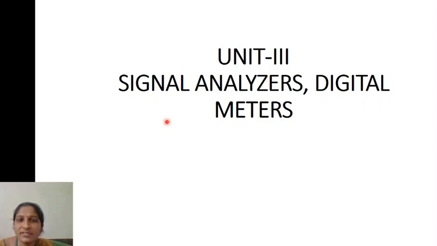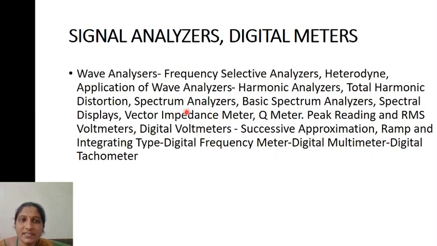Now I am going to discuss Unit 3, that is signal analyzers and digital meters. The syllabus under signal analyzers and digital meters: first one is wave analyzers. Under wave analyzers, we have frequency selective analyzers and heterodyne analyzers. Under applications of wave analyzers, we have harmonic distortion analyzers, and next spectrum analyzers, basic diagram of spectrum analyzers, spectral displays, vector impedance meter, Q meter.